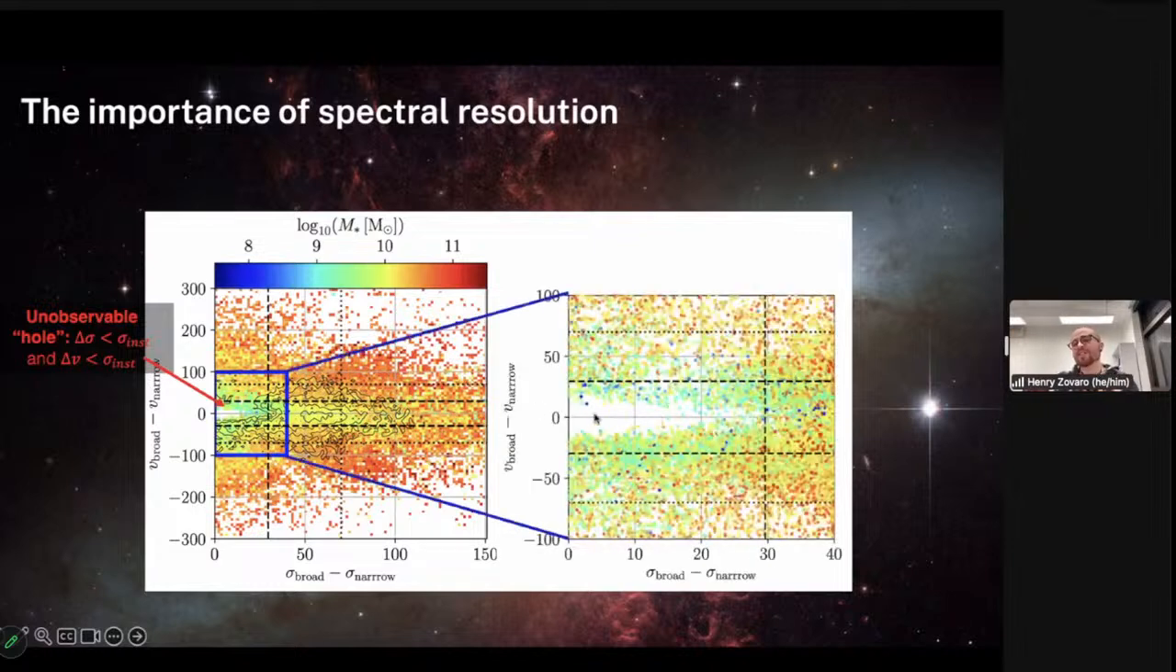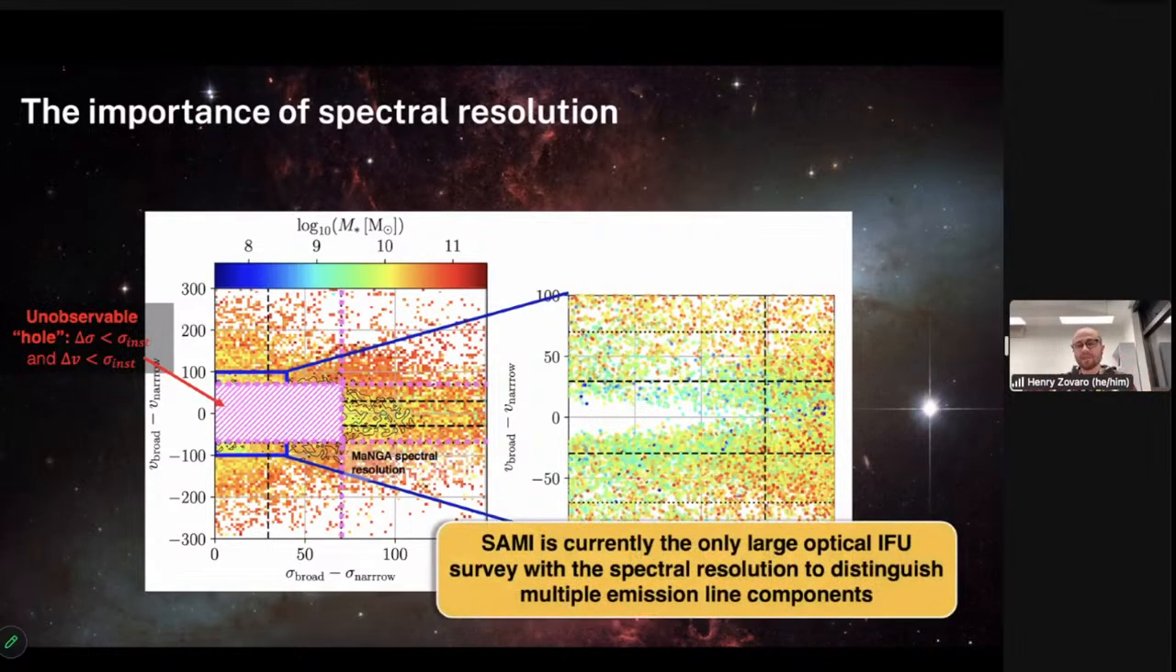And if you zoom in, you can indeed see we don't detect any two-component spaxels in this forbidden region of the parameter space. What I'm now going to show is the spectral resolution of MaNGA. As you can see, the unobservable hole for MaNGA falls right on top of the peak in the density distribution. This means that, at least in this particular case, this type of science is not possible with an instrument like MaNGA. And this really drives home the importance of spectral resolution. There's so much really cool science that we can only do if we have it.